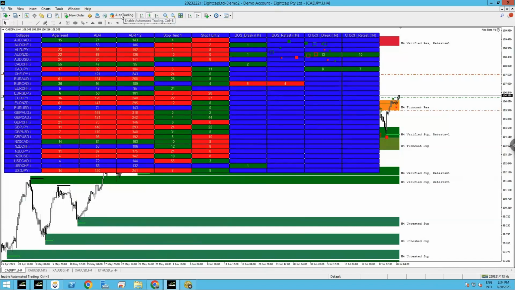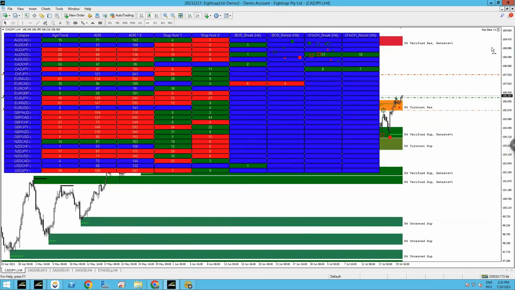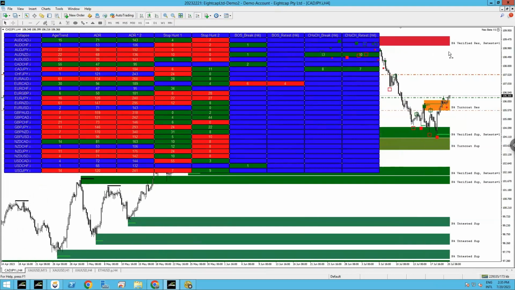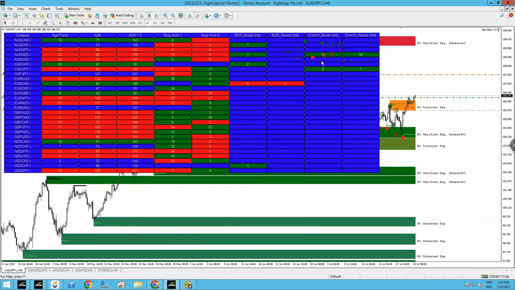Do not switch on auto trading on the chart. You don't need it. Just make sure you've got Neo Beta version V1 and it sticks there. And you can see I can move my chart and guess what? Lo and behold, it's stuck there. So that is probably the most common problem people have.